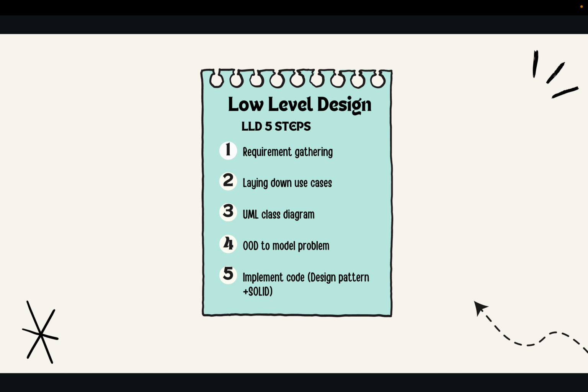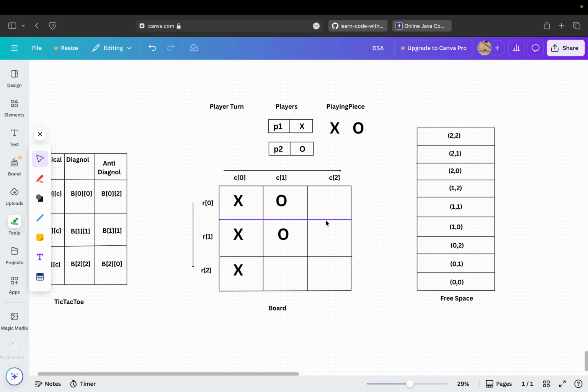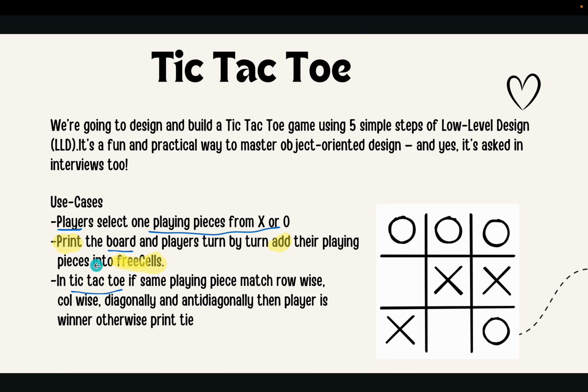After that, we have to lay down the use cases. So what are the use cases? Use cases are simply the step-by-step process. Suppose I'm going to create this game for my mobile application. On the first screen, we add the player names, and they select their playing pieces X or O. After they submit, it will print an empty 3 by 3 matrix. So this is our second use case.